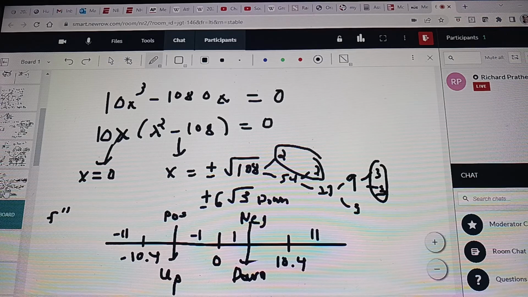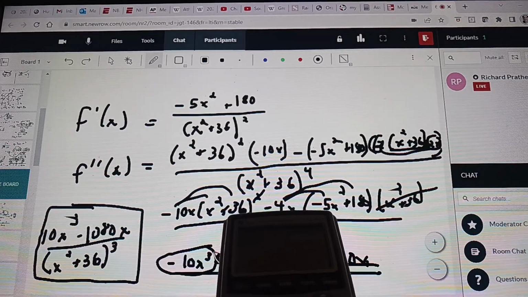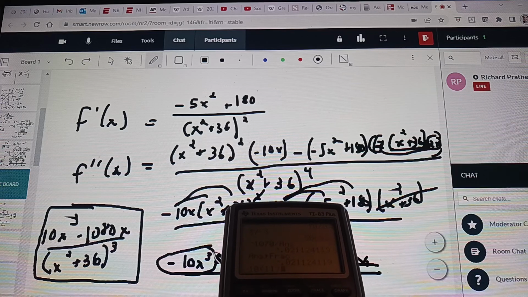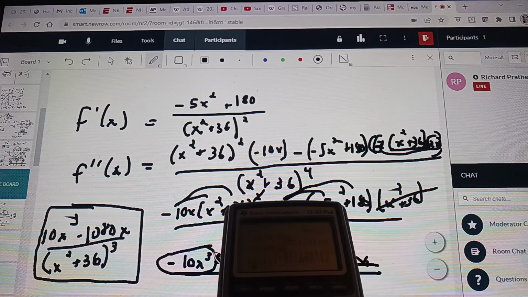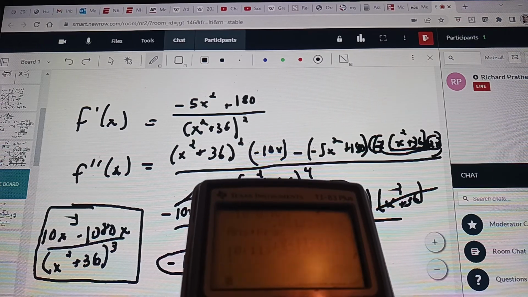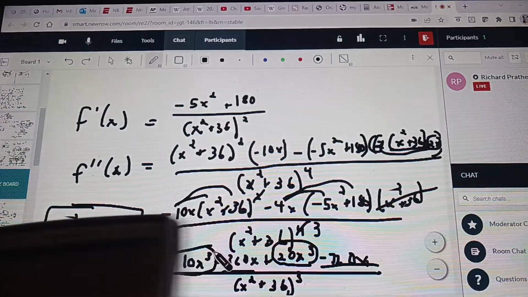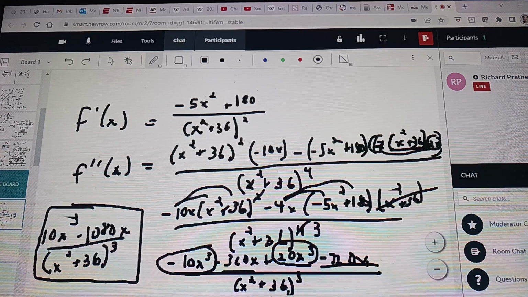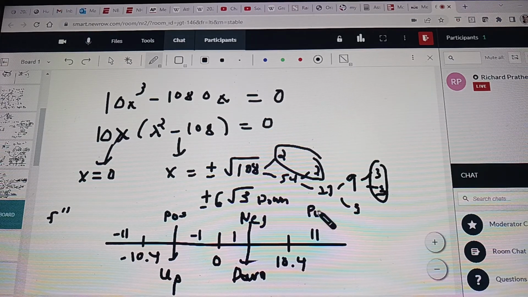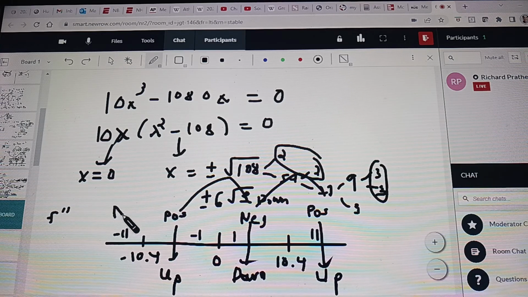If I plug 11 in, 10 times 11 cubed minus 1080 times 11. Really all we care about is the top because we know the bottom's always positive. So if I plug 11 in, the top is positive, the bottom's going to be positive, so that's definitely a positive section. So then you're back to concave up again. And because you switched from positive to negative, and negative to positive, those are both inflection points. And probably this one's going to turn out to be negative, and you'll get another inflection point there too.